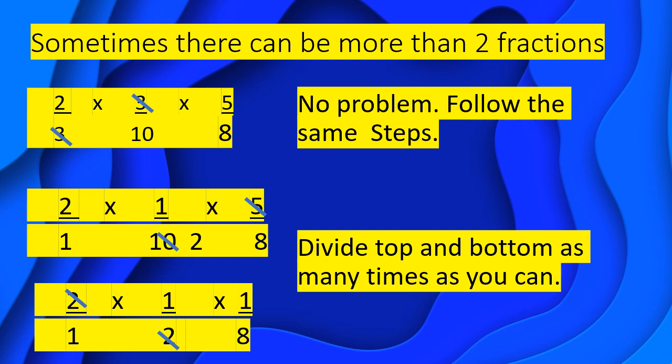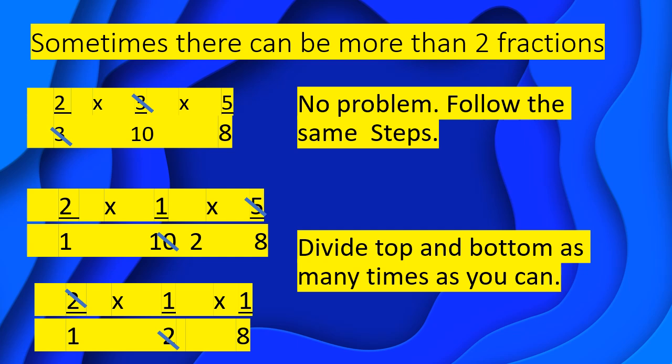Sometimes there can be more than 2 fractions. So here we have 2 by 3 times 3 by 10 times 5 by 8. No problem, just follow the same steps. We divide the top and the bottom as many times as you can. So we can divide the top and the bottom by 5. We have 5 on the top, divide that by 5 becomes 1. We have 10 on the bottom, divide that by 5, it becomes 2.